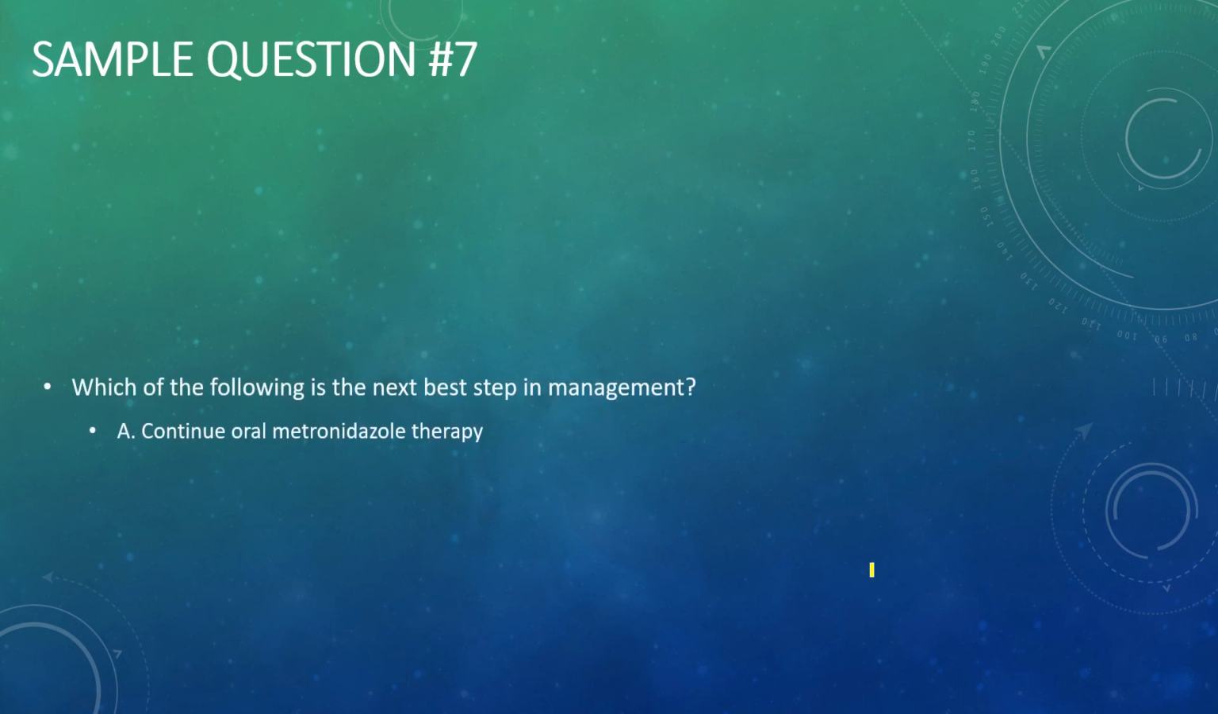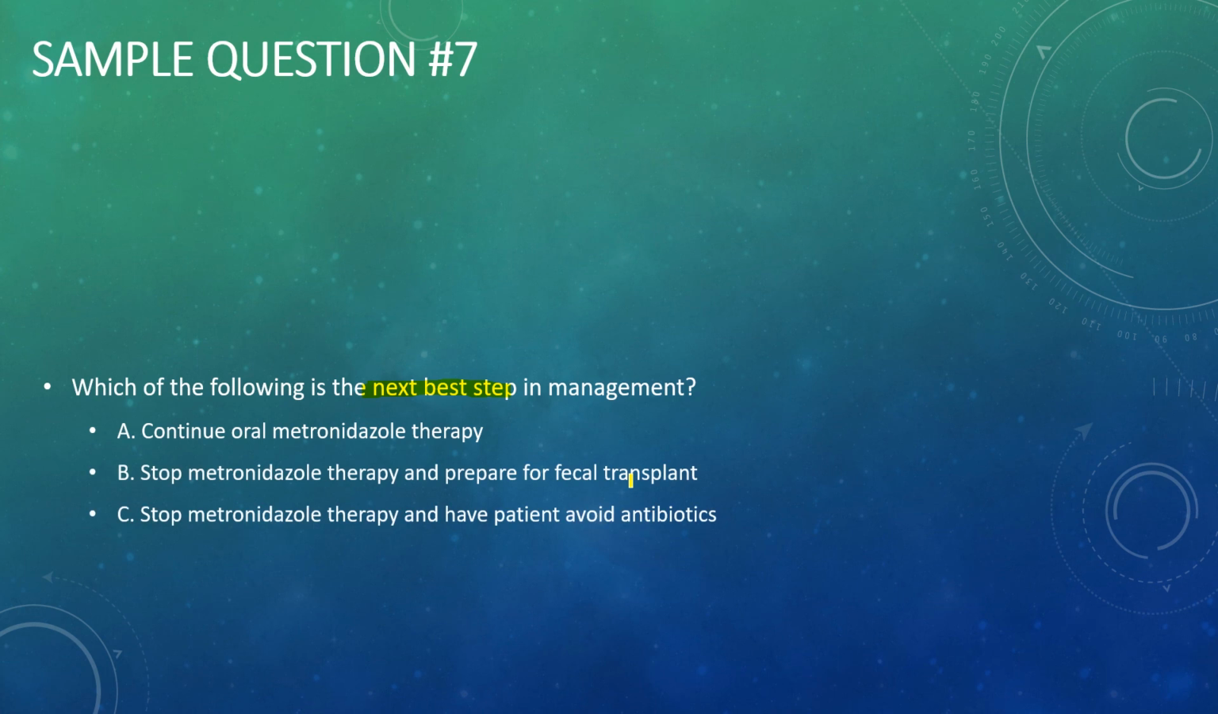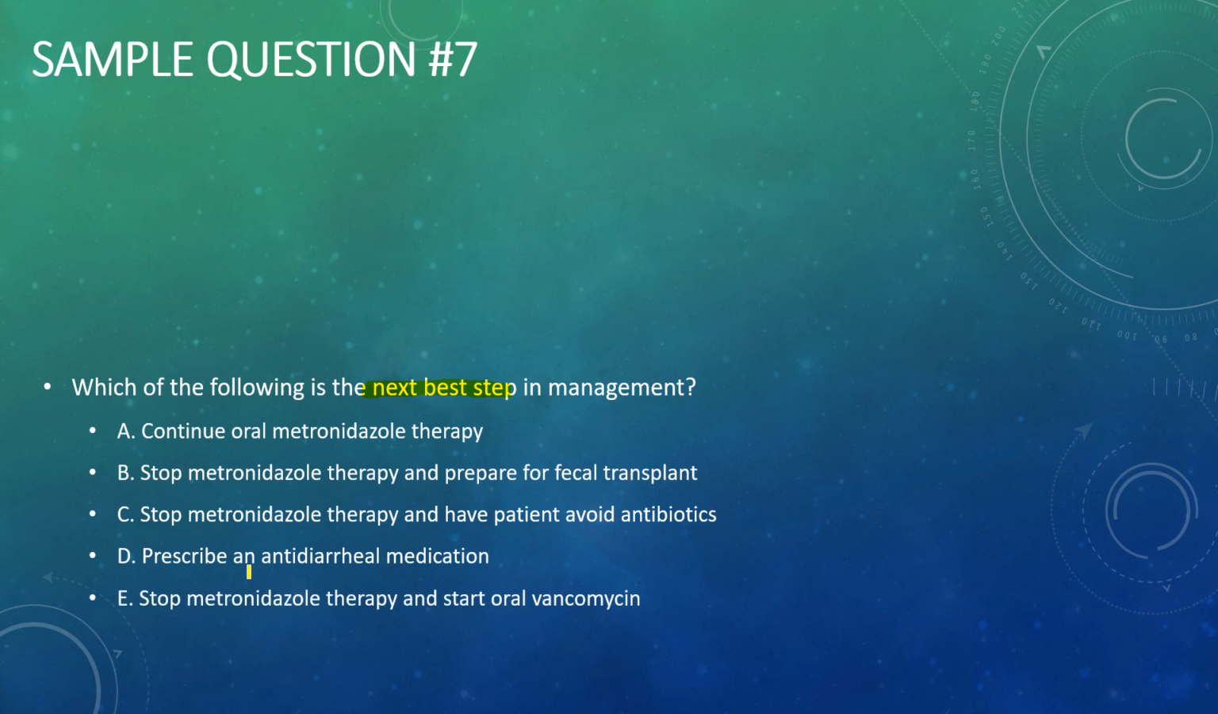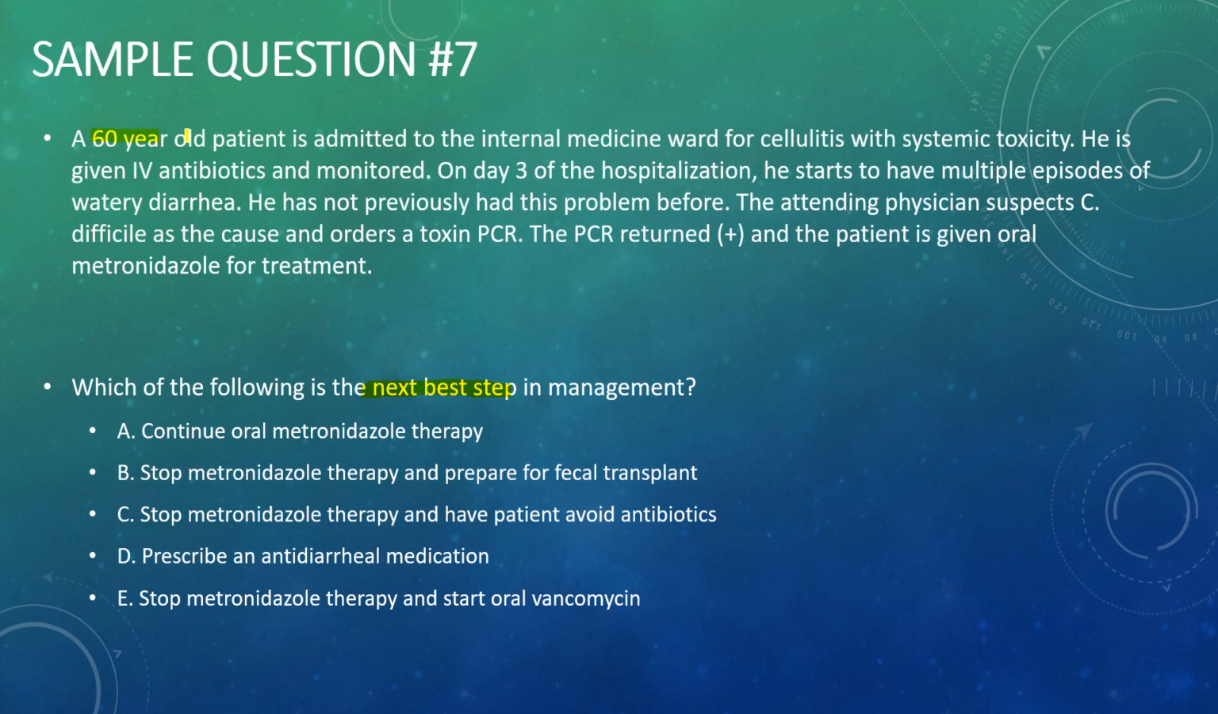Now for our last slide and our sample question. What's the following as the next best step in management? Continue oral metronidazole therapy, stop the metronidazole therapy and prepare for fecal transplant, stop metronidazole therapy and have patient avoid antibiotics, prescribe an antidiarrheal, or stop metronidazole therapy and start oral vanc. So we have a 60-year-old patient admitted to the internal medicine ward for cellulitis with systemic toxicity. So he's a pretty bad cellulitis here. So he's given IV antibiotics and monitored.